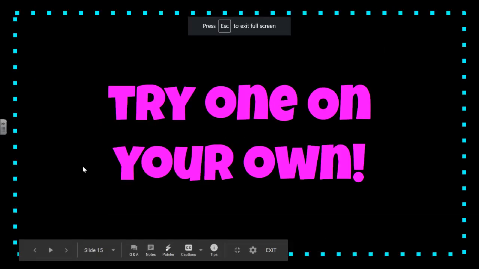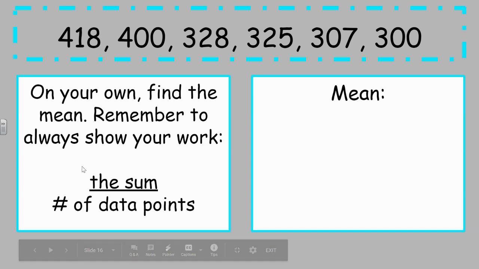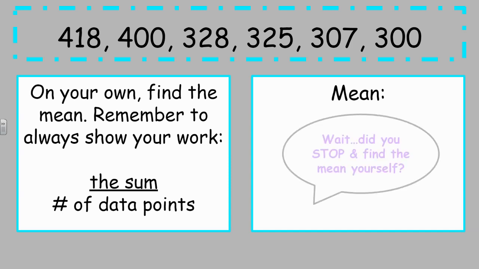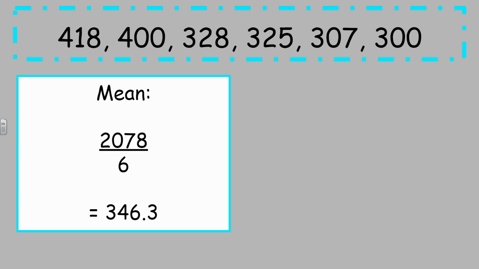All right, so we're ready to move on. We had these numbers: 418, 400, 328, 325, 307, and 300. So we're going to find the mean. We had to add up all of the numbers and divide by how many there are. Did you do that? All right. So when you add up all the numbers, you get 2,078, and there are 6 numbers there. So we rounded to the nearest tenths, and got 346.3.